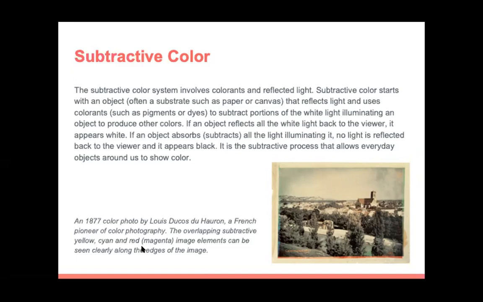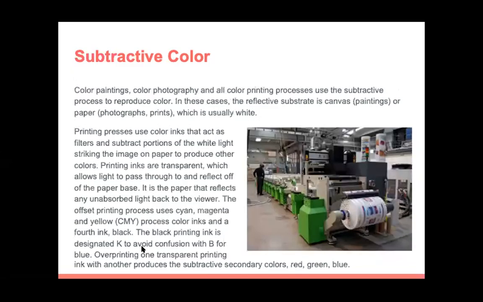So here's a picture here, an 1877 color photo by Louis Ducos du Hauron, a French pioneer of color photography. The overlapping subtractive yellow, cyan, and red, magenta, image elements can be seen clearly along the edges of the image. You can kind of see that on the edge coming together. You have color paintings or photographs. All color printing processes use the subtractive color process to reproduce color.